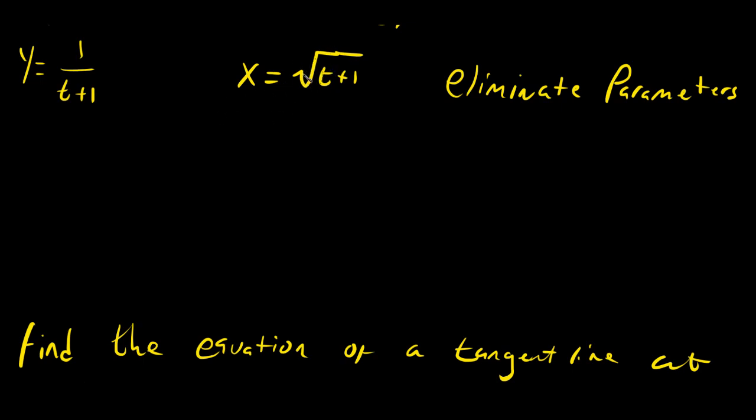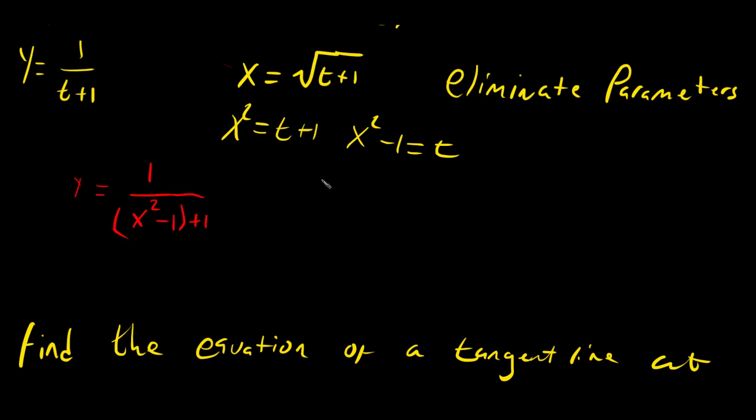So that's what I'm going to do. To get rid of the square root, I need x squared, so x squared equals t plus 1, and then to get it just equal to t, it's x squared minus 1 equals t. Then all I have to do is plug it in for y. So y equals 1 over x squared minus 1 plus 1.